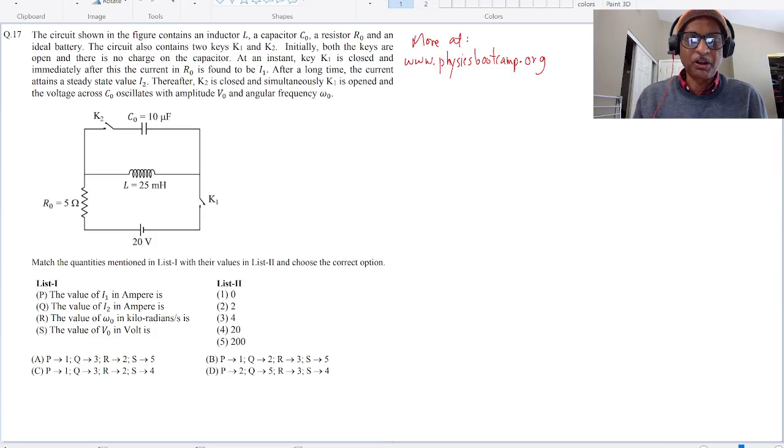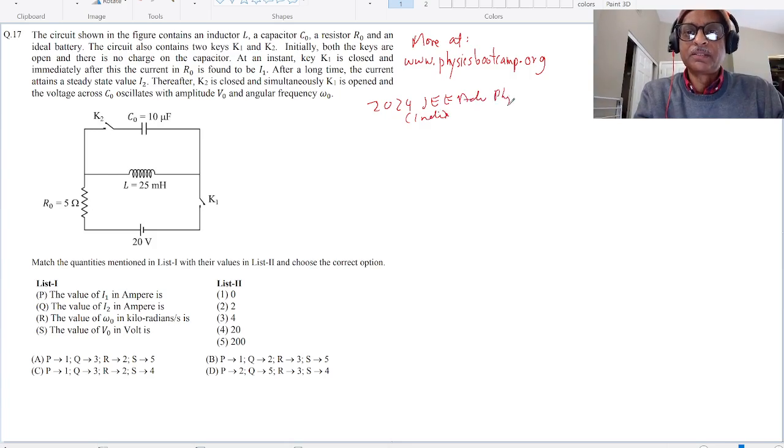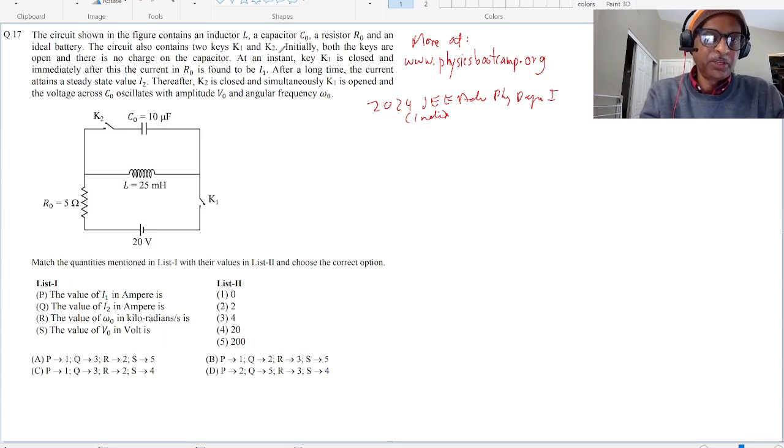So this is the last problem in the JEE we are doing right now. We are doing 2024 JEE from India, and this is Advanced Physics Paper 1. In this section you have a description of a problem, the whole setting, and there are 4 questions based on that setting. It's basically 4 different problems, you might think of it.